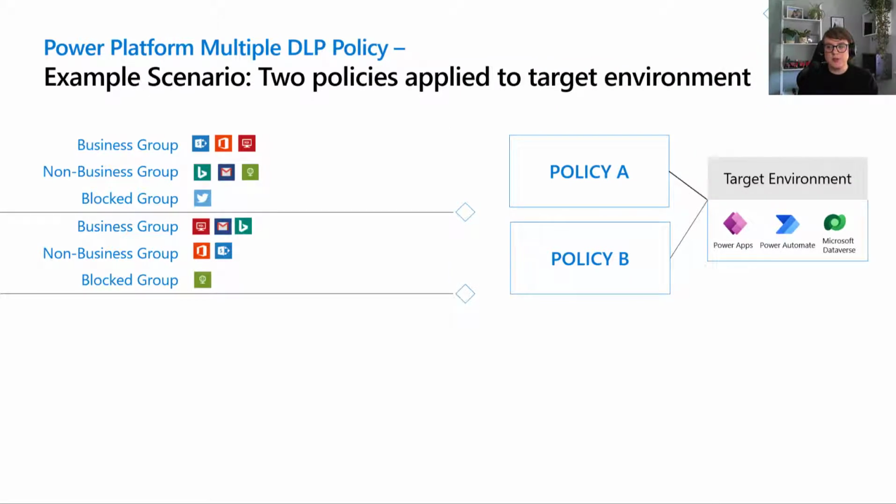In the first example, we just have two policies that apply to the same environment, policy A and policy B. In policy A, the admin has put SharePoint, Office 365, and SQL into the business group, Bing Maps, Gmail, and HTTP in the non-business group, and blocked Twitter. So that policy is applied to the environment. And then in the second policy, the admin has put SQL, Gmail, and Bing Maps into the business group, Office 365 and SharePoint into the non-business group, and the HTTP connector is blocked. So let's look at what that means for an application or a flow that is running in the target environment.